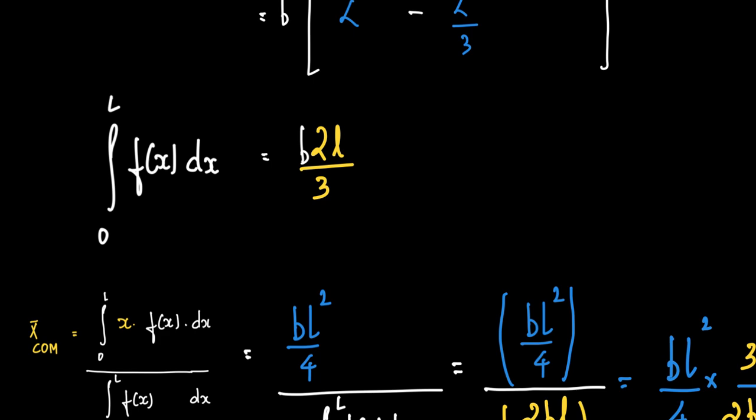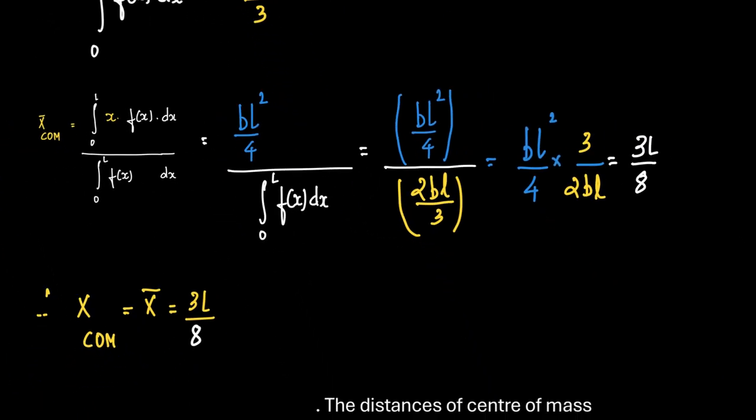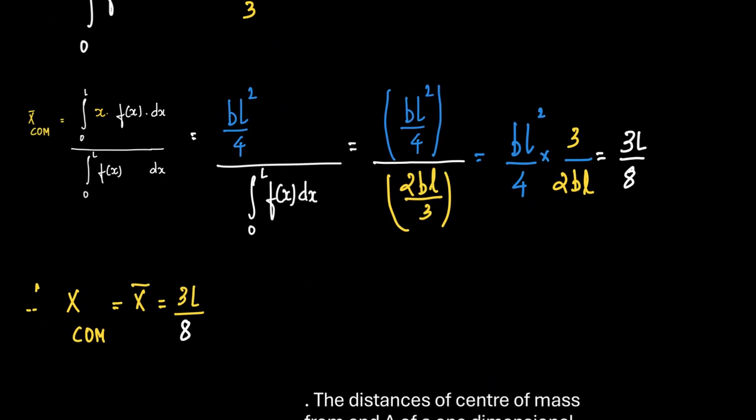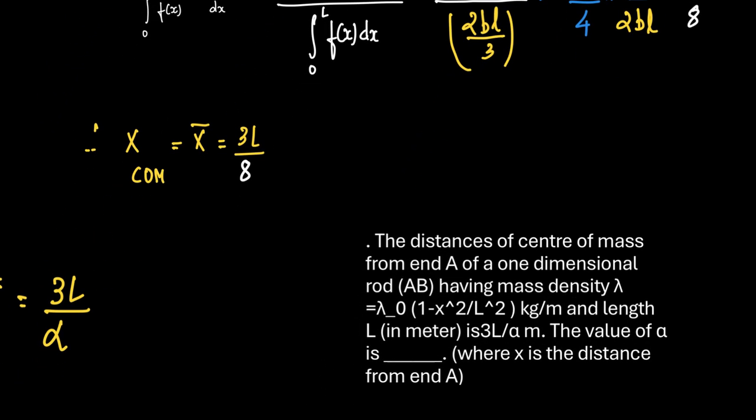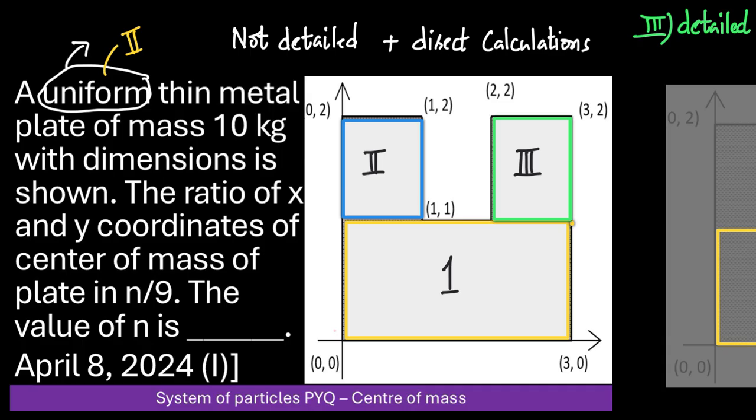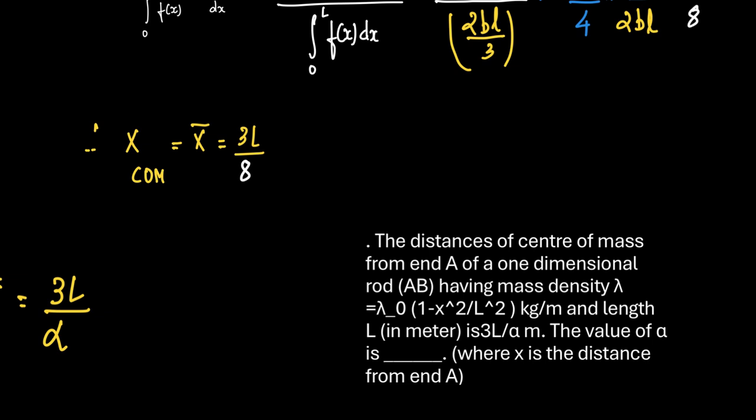And when you divide these two, what you get is 3L divided by 8, and therefore x bar is equal to 3L divided by 8. And given the question that the value is 3L by alpha, when you compare 3L by 8 with 3L by alpha, what we get is the value of alpha is equal to 8. So this is primarily what the question is all about.